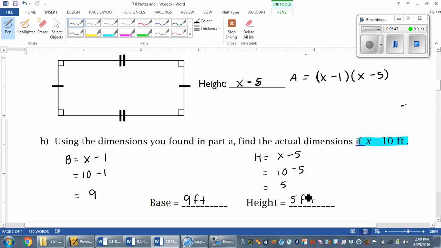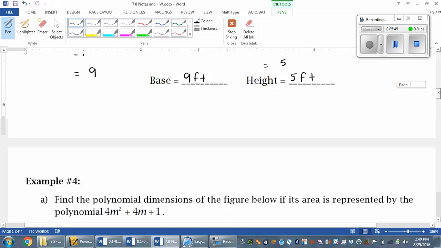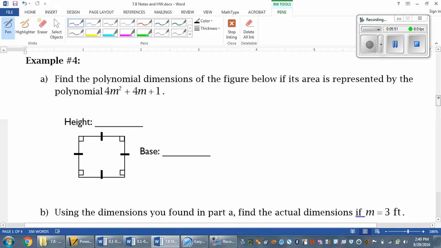All right, let's go ahead and flip over our notes to complete example number 4. Again, it says find the polynomial dimensions of the figure below if its area is represented by this. This is the area. I need to go backwards and find the base and the height. Notice I'm looking at this square because all the tick marks for the side lengths are the same. Let's go ahead and start factoring, because again, factoring is always going backwards.